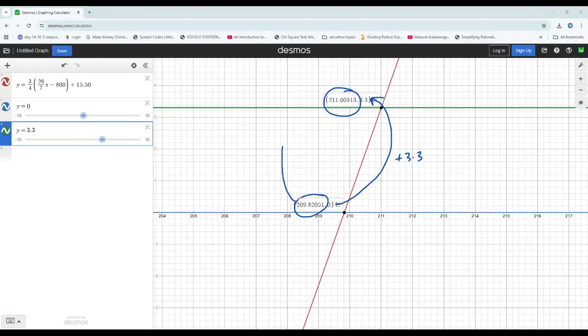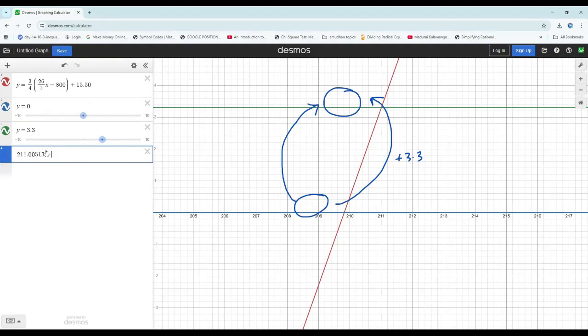Now I have to find how much x is getting increased, that is how much the temperature in degrees Celsius is getting increased. For that, we have to find the difference between the two x values over here. That is, we have to subtract the smaller value of x from the bigger value of x. Now let me do the calculation over here. First, let me take the bigger value of x, that is 211.00513. Negative, the smaller value of x is 209.82051. Here I got the difference.